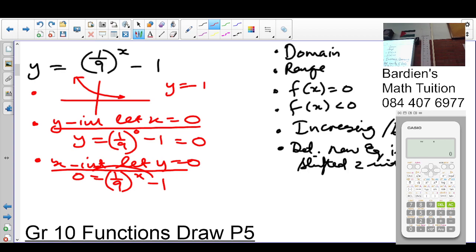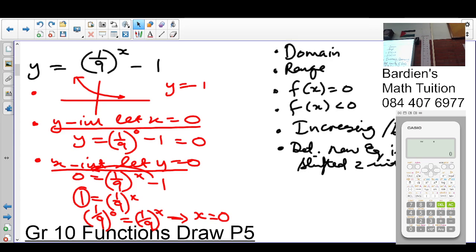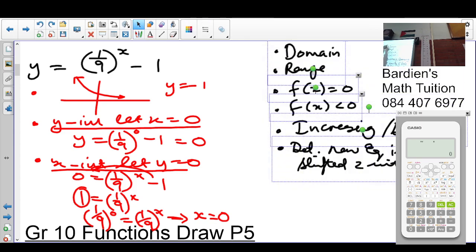We take it over the equal sign. So 1 is equal to 1 over 9 raised to the x. But remember, we need to make the bases the same for the exponents to be equated. Now, 1 can be written as a ninth raised to the power 0, which is equal to 1 over 9 raised to the x, which implies that x is equal to 0 there. So if you look at this graph, let's just drop this a bit.